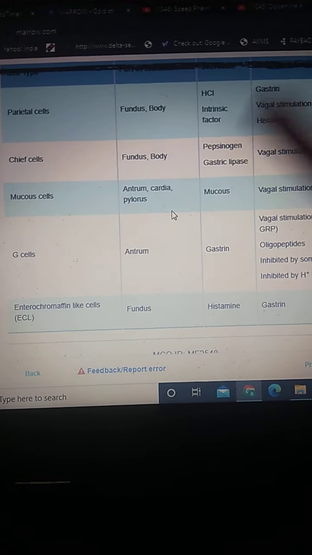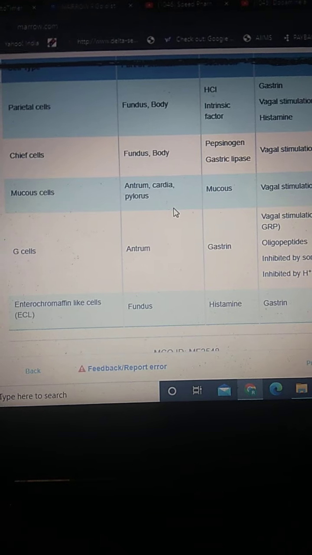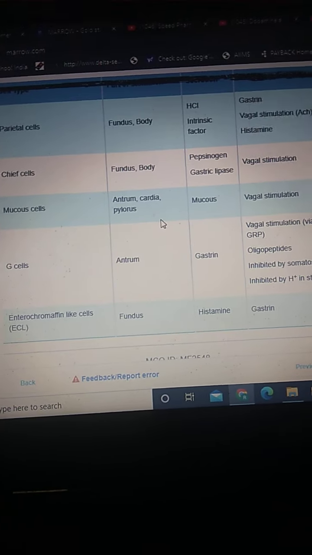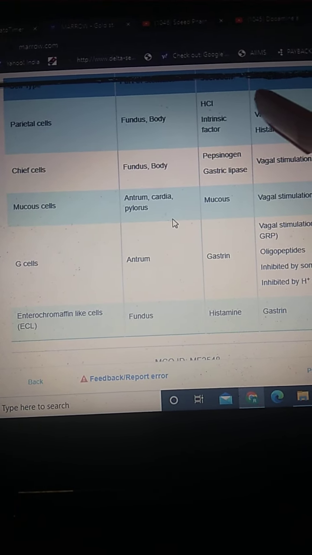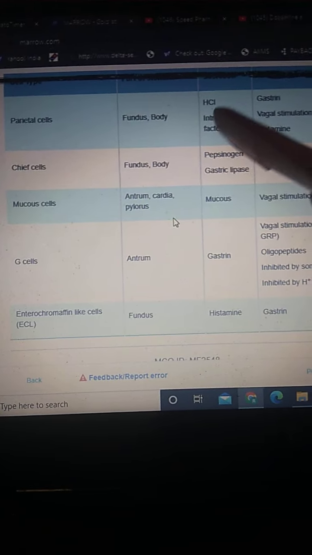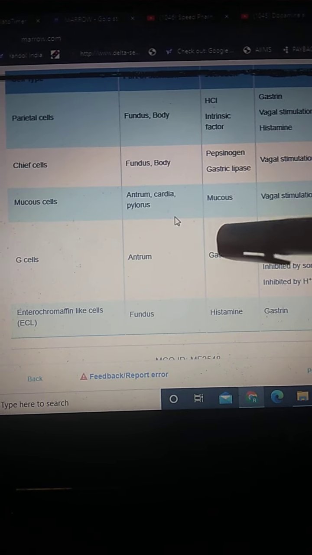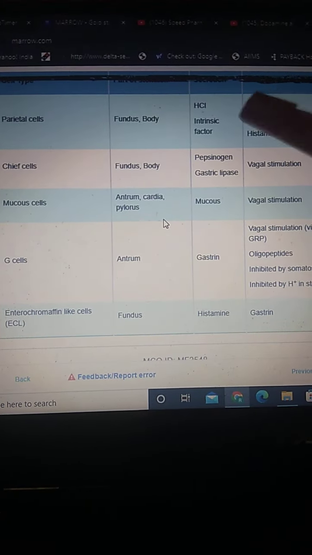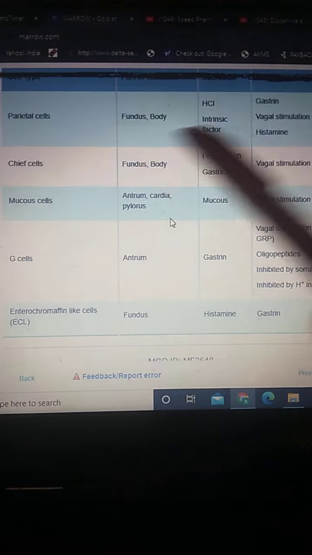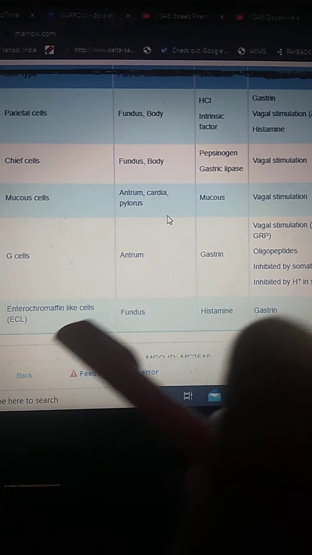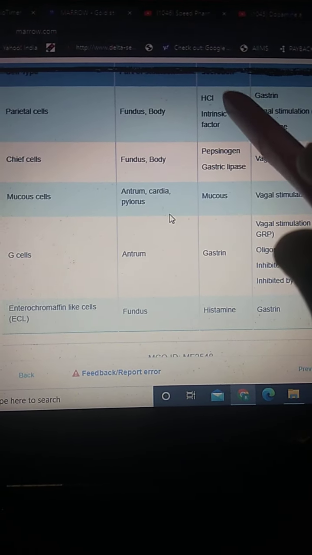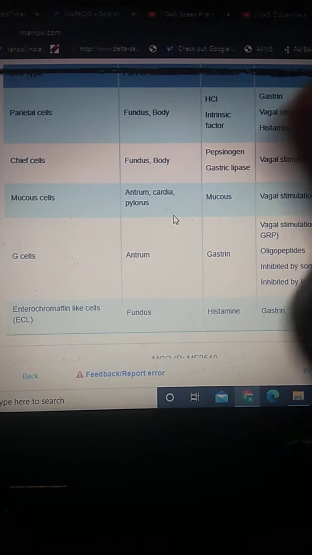Now we'll see what the stimuli are for secretion. Mucus is secreted by vagal stimulation. Next, the parietal cells, which are in the fundus and body. For HCl and intrinsic factor to be secreted, we need gastrin. This gastrin is coming from the G cells of the antrum only. So we need gastrin, we need vagal stimulation, and we also need histamine. Histamine is coming from the enterochromaffin cells of the fundus. So histamine and gastrin together will help in secretion of HCl and intrinsic factor.